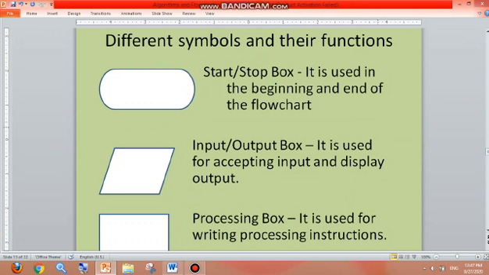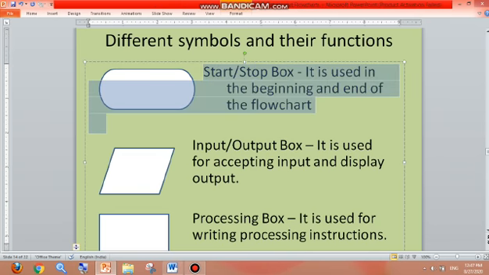As I have told you, there are certain specific symbols or boxes which you have to draw to make a flowchart, and you have to write the steps inside these boxes. As you can see, this is the first box, known as the start or stop box, and it is used in the beginning and the end of the flowchart. So children, when we start drawing a flowchart, the very first box will be this one, and the very last box will also be this box.